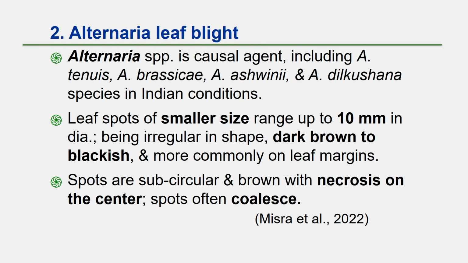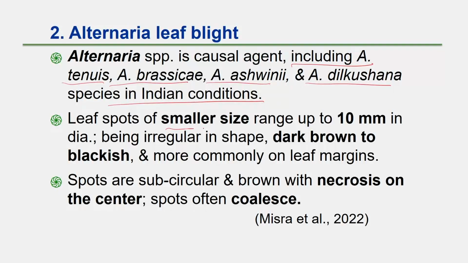Now, Alternaria leaf blight. Alternaria species is the causal agent, including Alternaria tenuis, Alternaria brassicae, Alternaria ashwinii, Alternaria dilkushana species in Indian conditions. So, you can see there are 3-4 different species of Alternaria fungus that can cause Alternaria leaf blight disease in beet. So, what happens? Leaf spots of smaller size range up to 10 millimeter in diameter, being irregular in shape, dark brown to blackish, and more commonly on leaf margins.